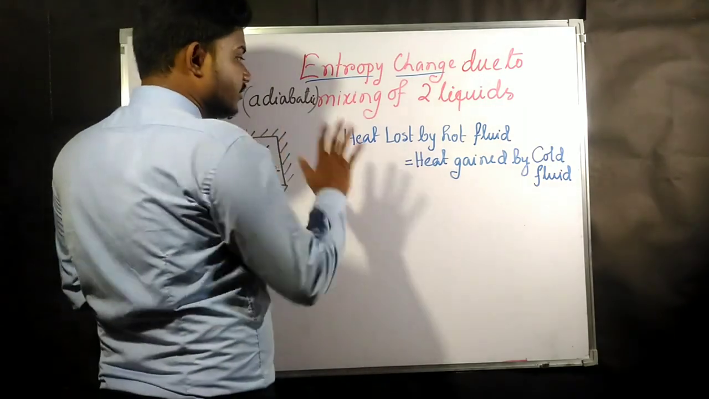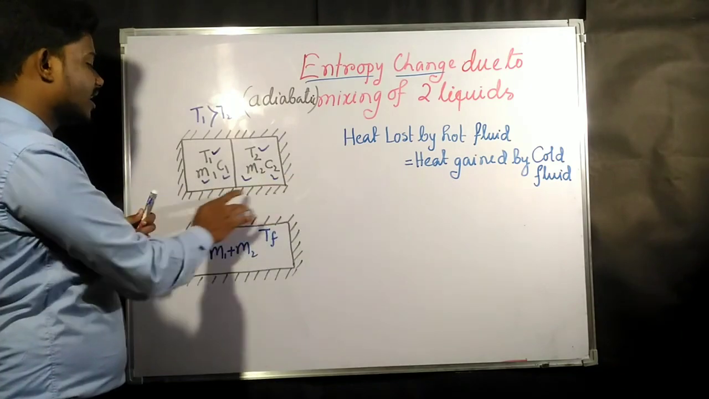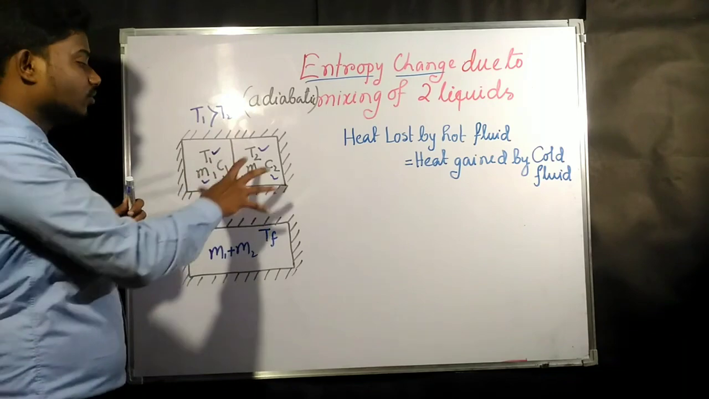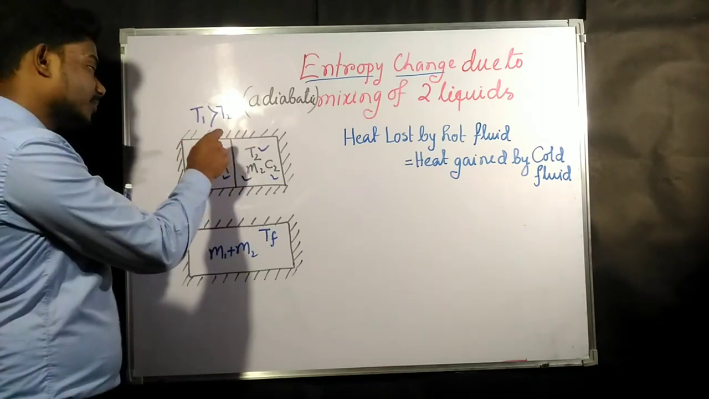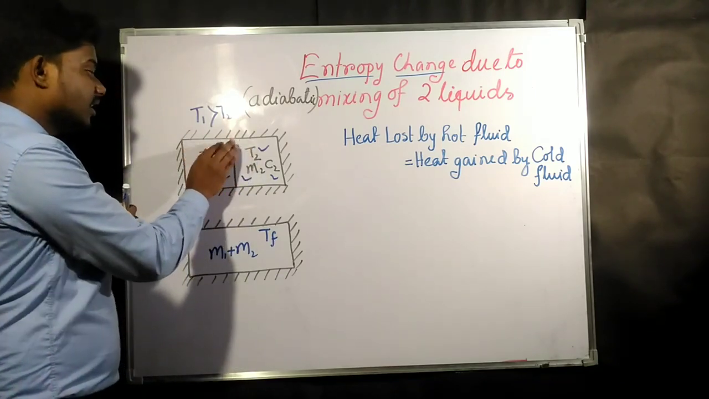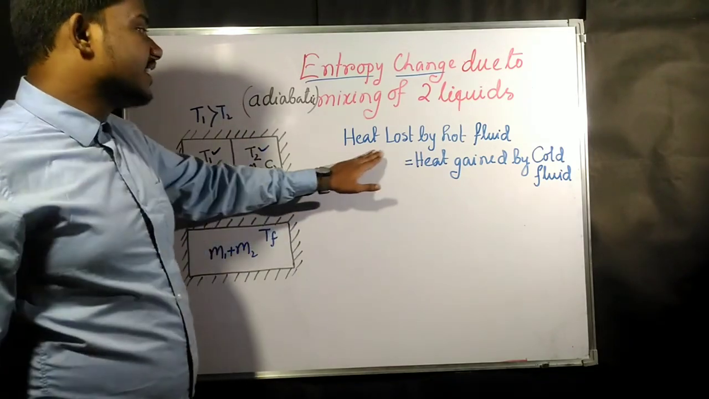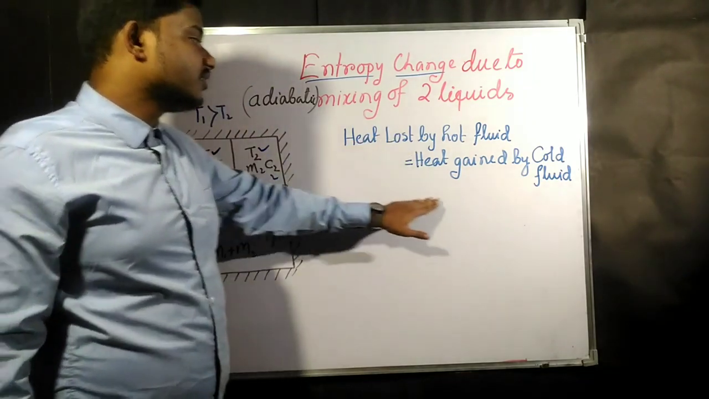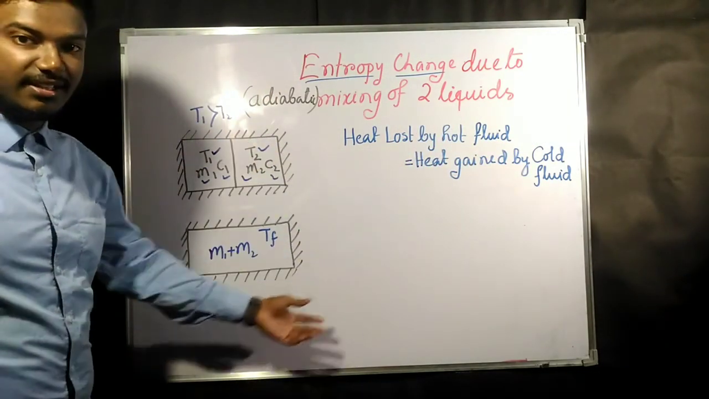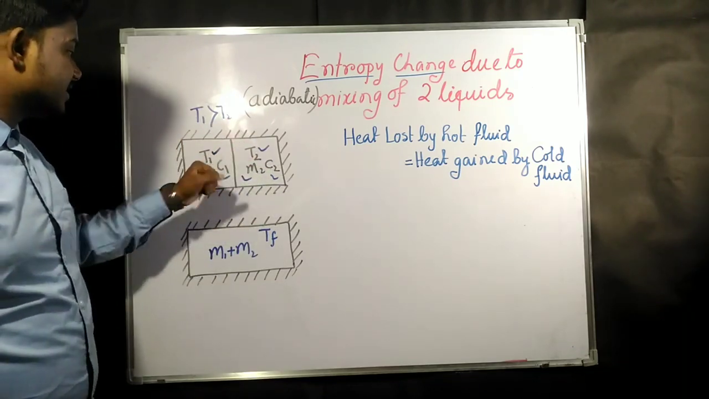Now this is adiabatic. Since it is adiabatic, none of the heat is going to be exchanged with the surroundings. So every change is going to happen only inside this insulated boundary. We can say that the heat lost by the hot fluid is equal to the heat gained by the cold fluid. Whatever heat exchange takes place is in between the systems only.